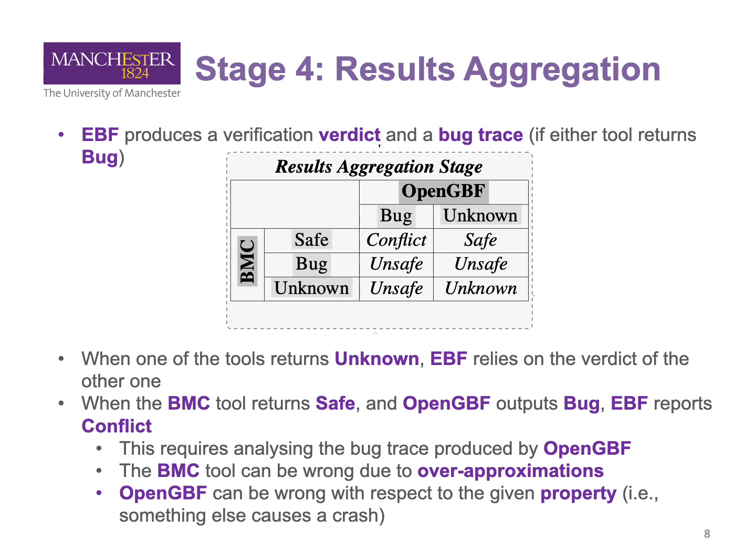A conflict verdict can be caused by many reasons. For example, the BMC tool can be wrong about the program's safety due to over-approximations introduced by the operational models of system libraries. At the same time, OpenGBF can be wrong with respect to the given property, when the program may crash due to another vulnerability unrelated to the current property.